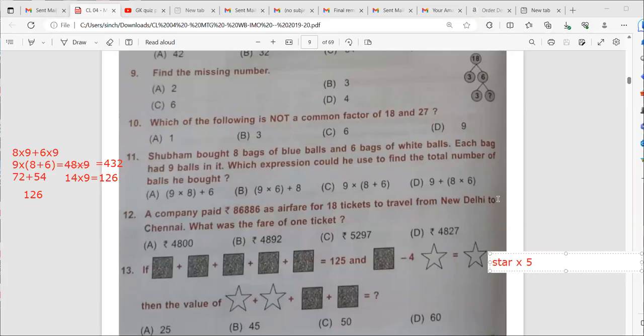Common factor means HCF. No, not HCF, I told you. Tuhin, number 12 is wrong. No, it's neither HCF nor LCM.